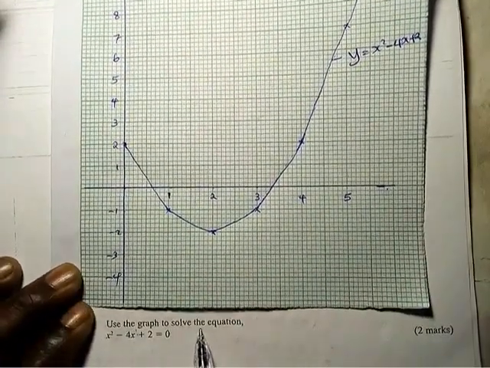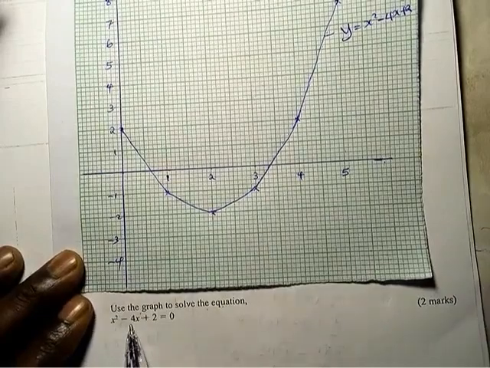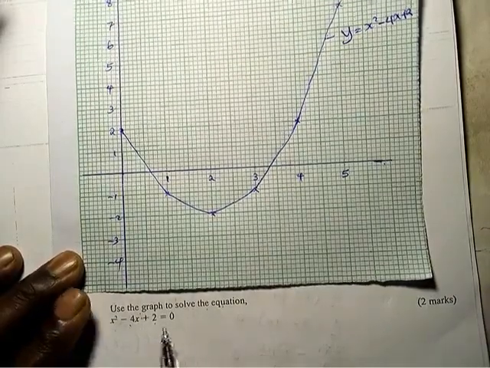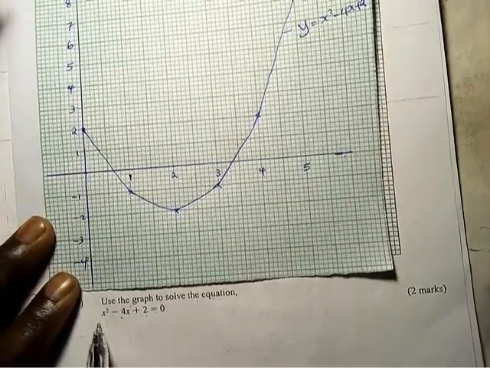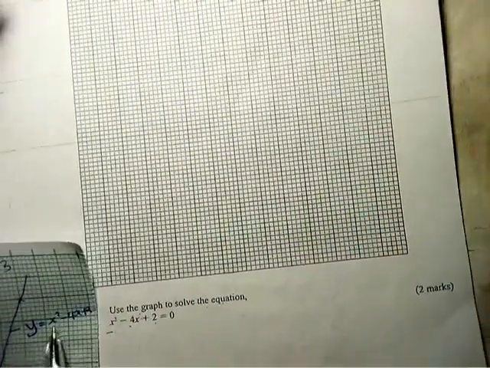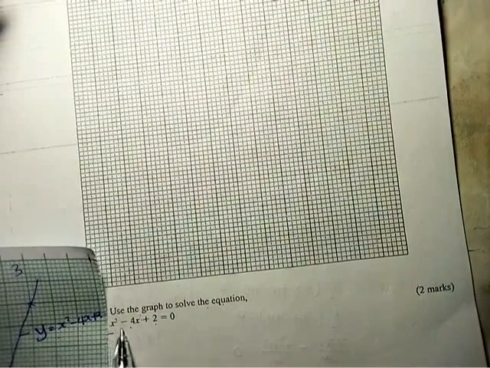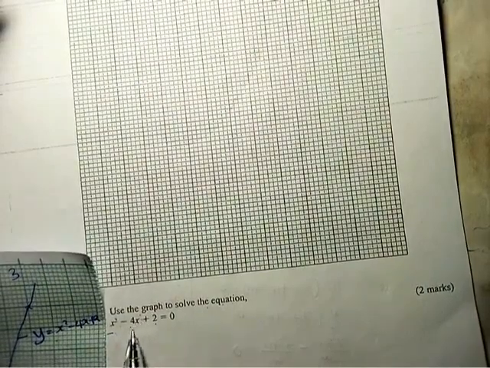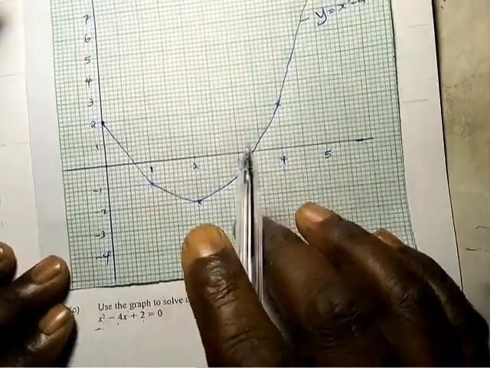Use the graph to solve the equation x squared minus 4x is equal to 2. So you realize that this is the equation now of our curve. There is no difference with this equation. So x squared minus 4x. So we want to use this graph to solve this.